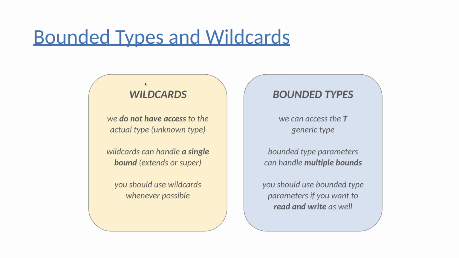What's absolutely crucial is that as far as wildcards are concerned, we do not have access to the actual type. So wildcards are unknown types, while on the other hand, when we are dealing with bounded type parameters, we can access the T generic type. It is generic, so we don't know what's going to be the type, but of course we can access it without any problem. Okay, then wildcards can handle a single bound, whether we use extends or the super keywords, while on the other hand, bounded type parameters can handle multiple bounds.